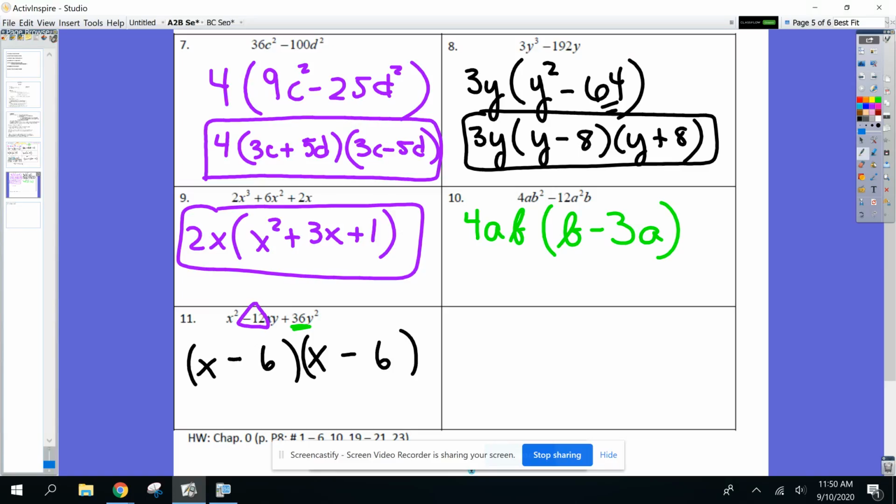Because remember, this problem had a y in it. So where do I put those y's? Well, if it was 36y squared, and 6 times 6 gives me 36, I better put those y's with the 6 here. That's it. The toughest part of that problem was finding two numbers that multiply to 36 and add to negative 12. And I just attached the y's on at the end. That is it. Okay?